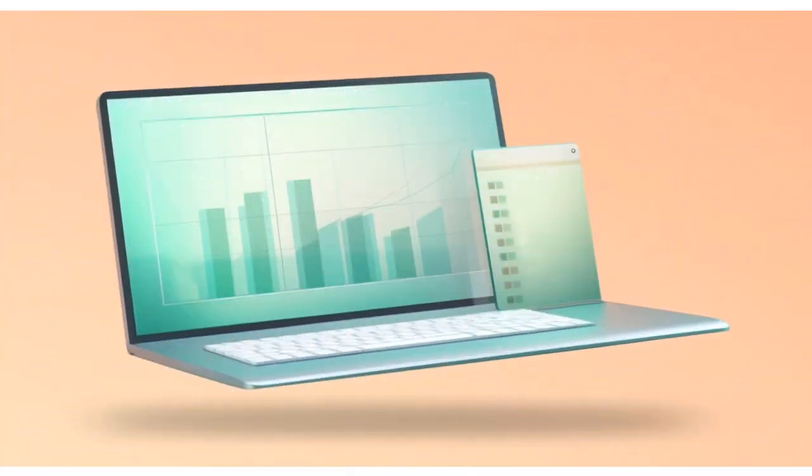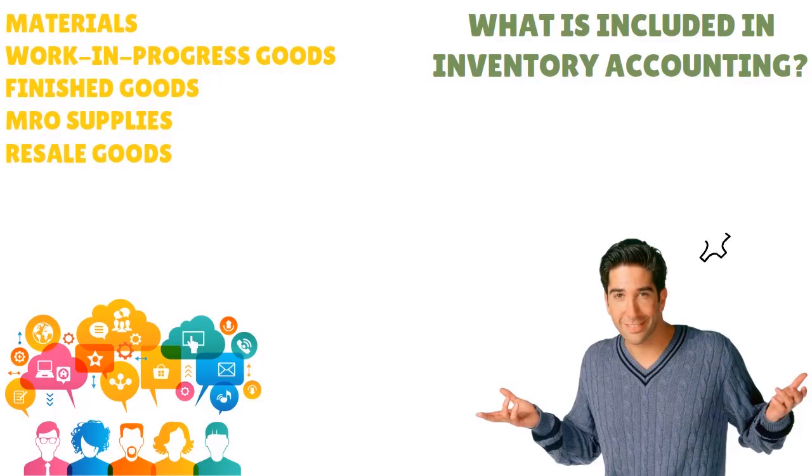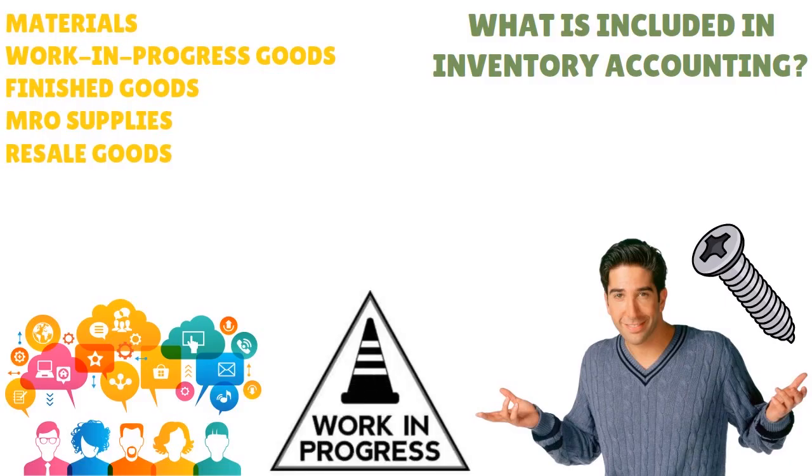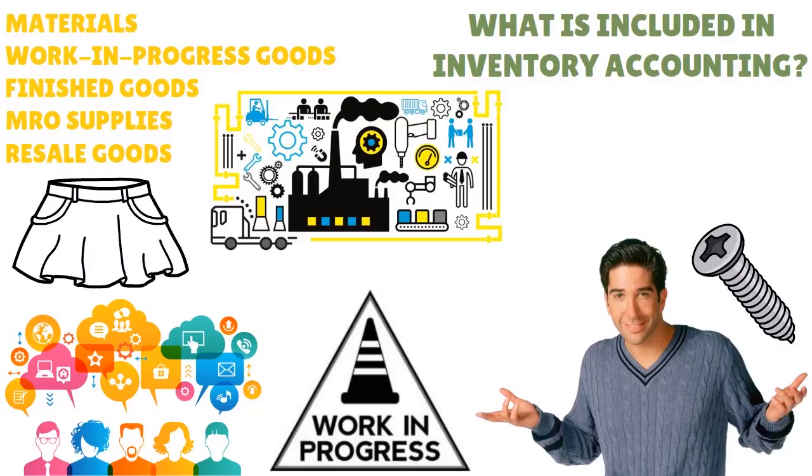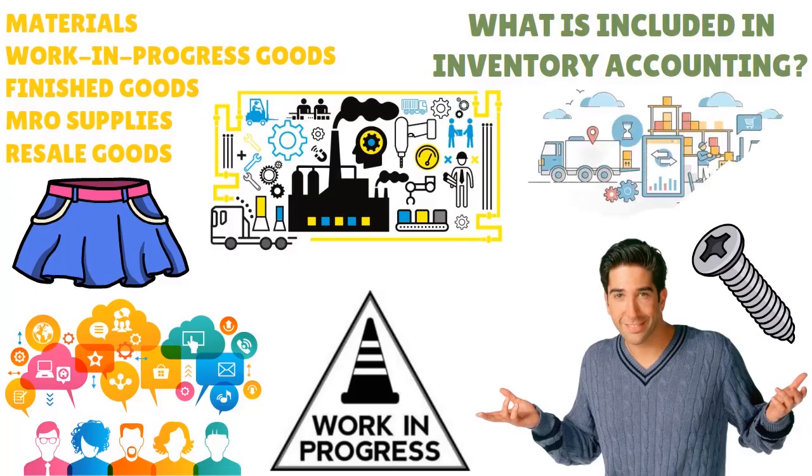And when I speak about materials, those are raw materials, okay? This might include raw materials like wood, cotton, etc., and components like screws, microchips, zippers, etc., that go into manufacturing a product. And when you hear the word work in progress goods, those are goods that are in the process of being manufactured. For example, a clothing company might include half finished dresses in its inventory accounting. So when you think about inventory accounting, that's what I want you to really think about: a long list of inventory items that go from raw materials all the way to resale goods and MRO supplies.